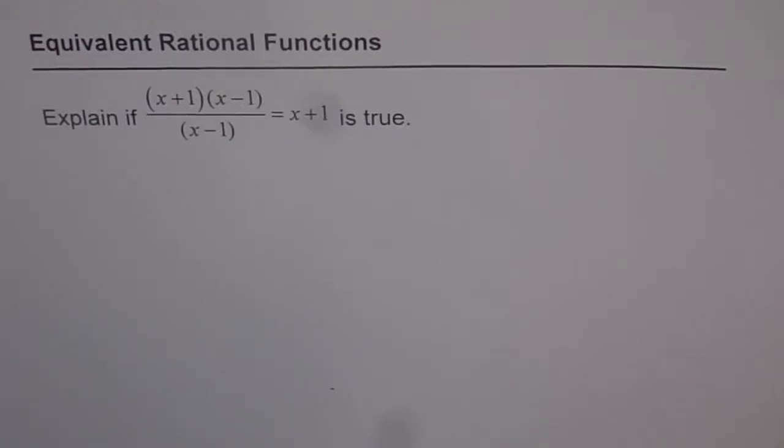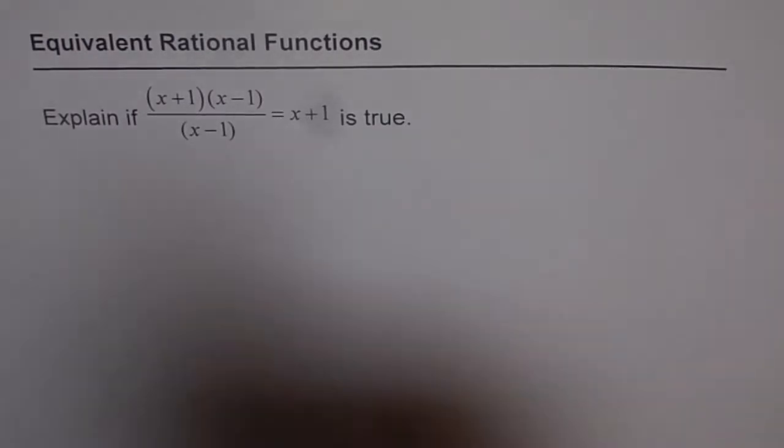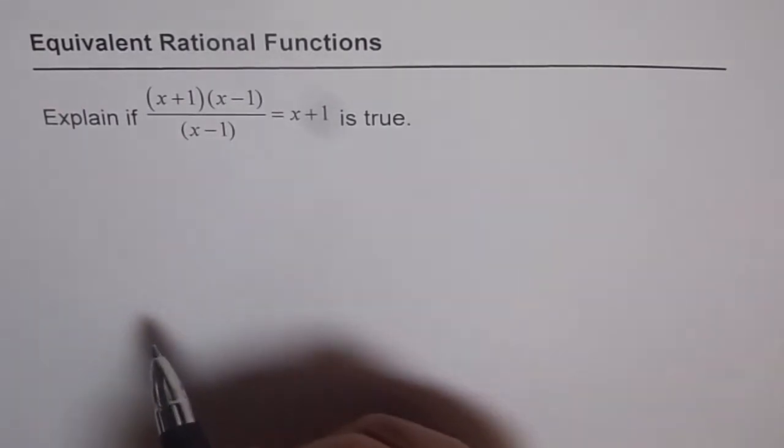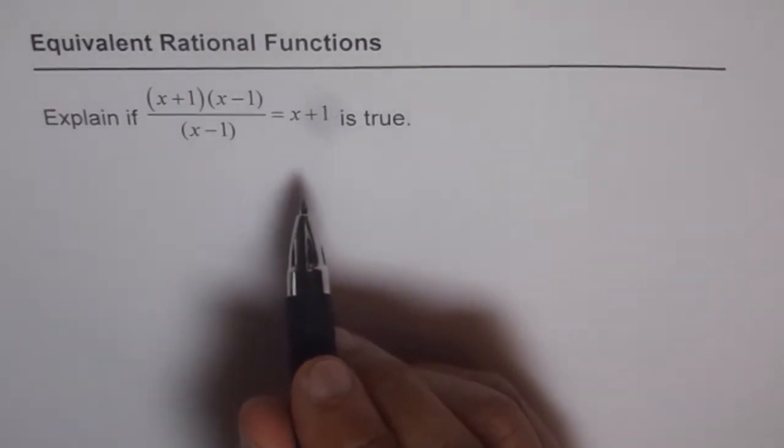Here is an interesting question on equivalent rational functions. The question is, explain if (x + 1)(x − 1)/(x − 1) = x + 1 is true or not. Normally when we are trying to solve a rational function, we cancel out the common factors and come up with the result like this is equal to this. Now the question is, is it true or not?